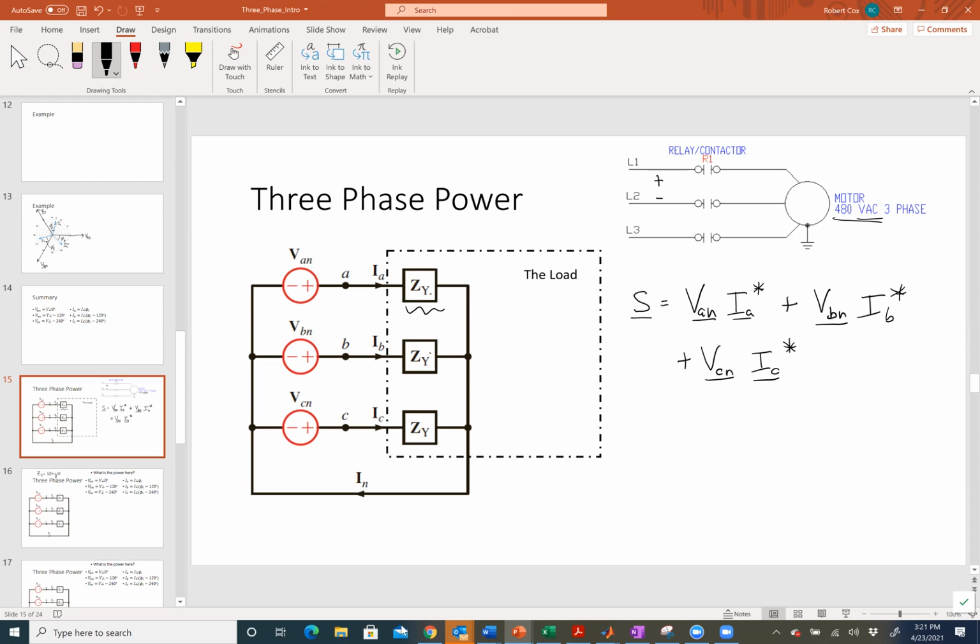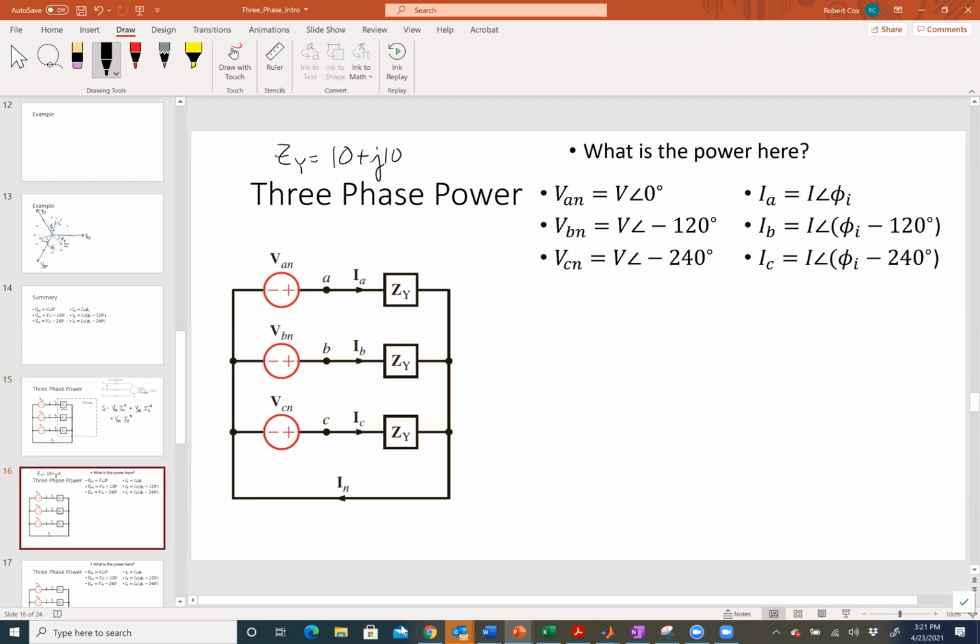Now, not surprisingly, that's going to simplify itself. The 3 impedances are the same, and the currents through them are shifted by 120 degrees. So this is going to simplify quite a bit. Let's look at one of those things real quick. Let's say I had VAN times IA conjugate.